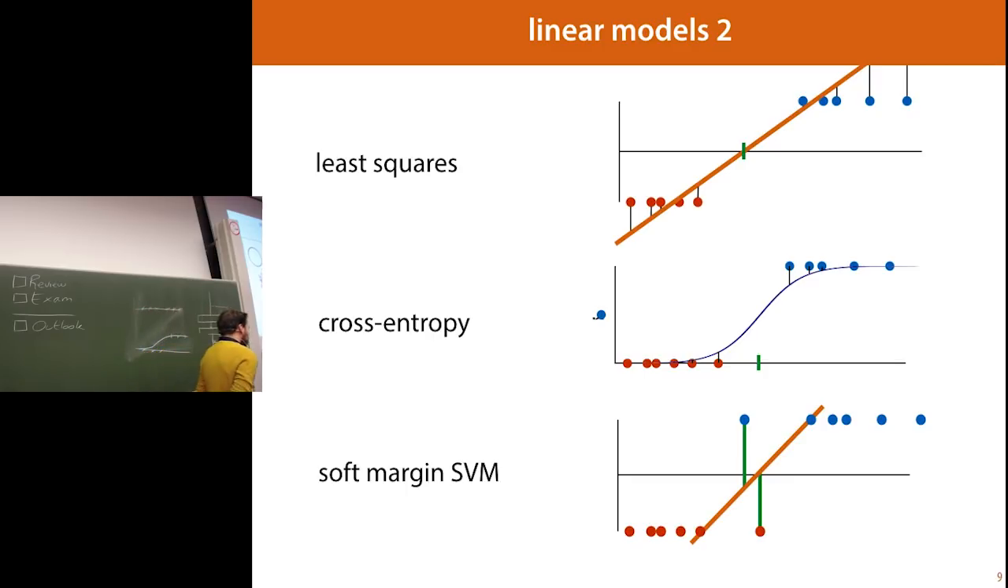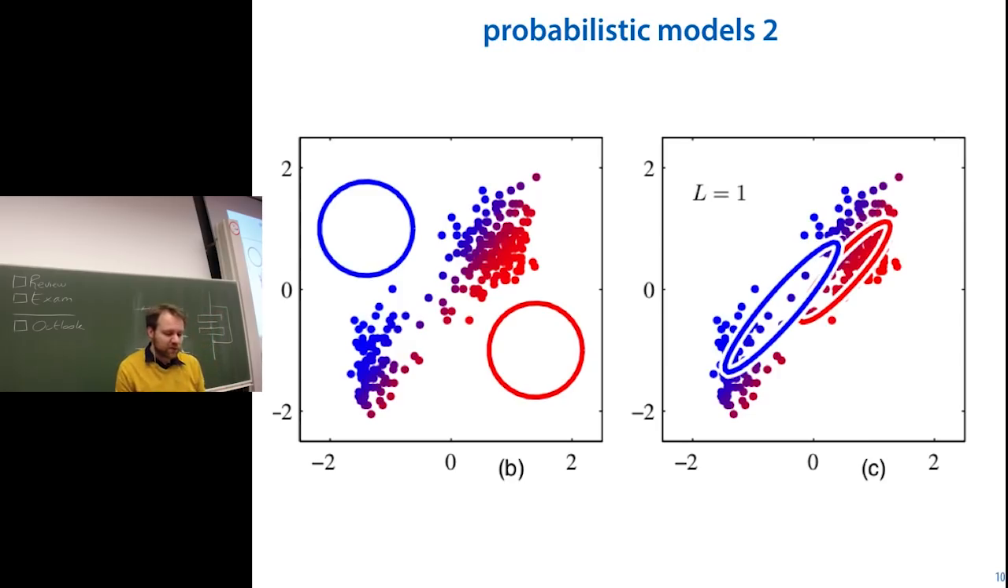Then we came back to probabilistic models. First we talked a little bit about the normal distribution, and then about hidden variable models, specifically about the EM algorithm, and mostly in the context of Gaussian mixture models. Gaussian mixture models are models which are the sum of multiple of these normal distributions. And it turns out these are a lot more difficult to fit.